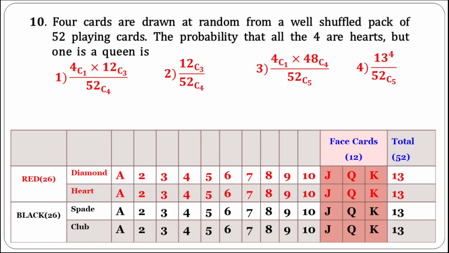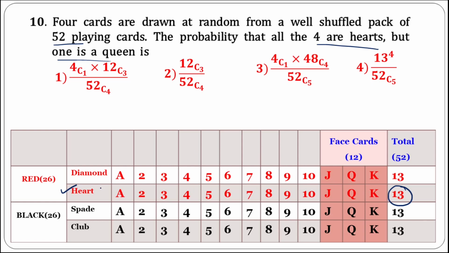Now let's see the next question. 4 cards are drawn at random from a well shuffled pack of 52 playing cards. The probability that all 4 are hearts but 1 is queen. See, all 4 are hearts. How many hearts do we have? 13 hearts. But they are telling 1 is queen. So if 1 is queen, okay, and they are telling all 4 are hearts.